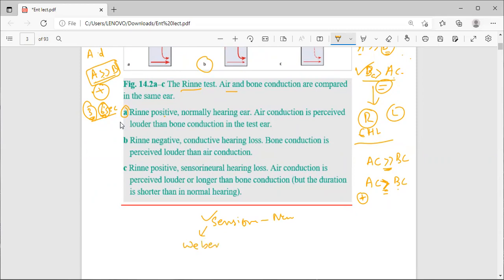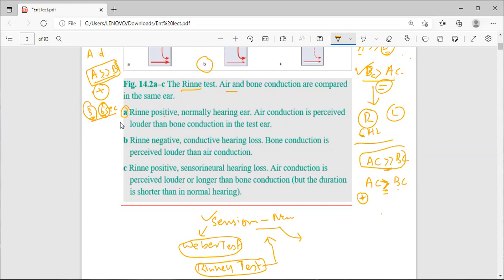Okay, the test used for it is the Weber test, but I am just giving you some extra information. If you were to perform a Rinne test on sensory neural deafness, what result will you get? The result will be the same as that of normal, but the difference here is that normally air conduction is double the duration of bone conduction.